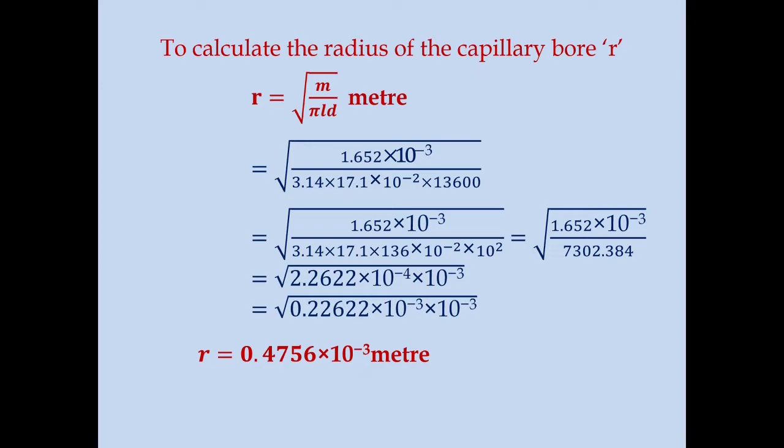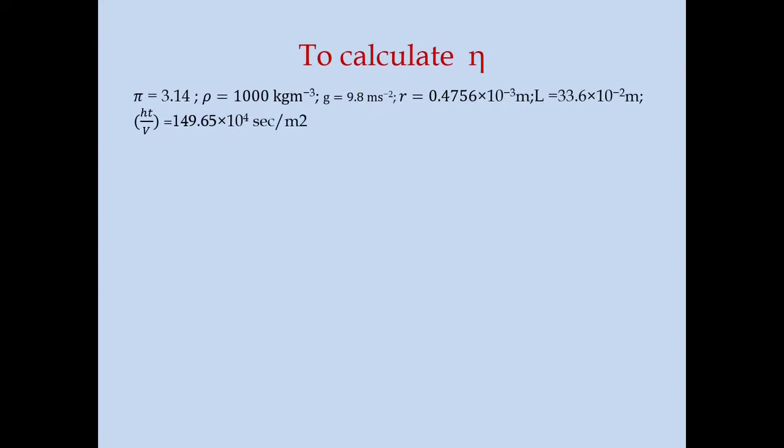So some may write it as 4.756 into 10 power minus 4 meters in all. But I always keep this in millimeters, that is 0.4756 into 10 power minus 3 meters. Okay, next we will find out eta, that is the coefficient of viscosity of a liquid. See, generally we can find for any liquid, from a low viscous liquid to a high viscous liquid.